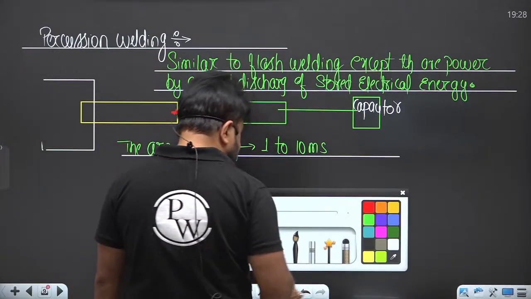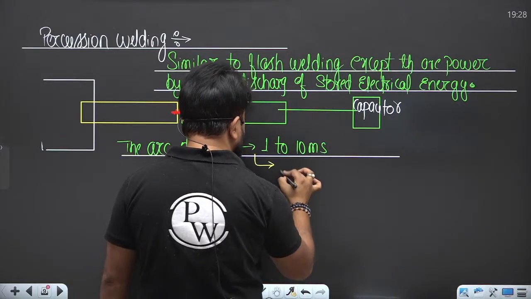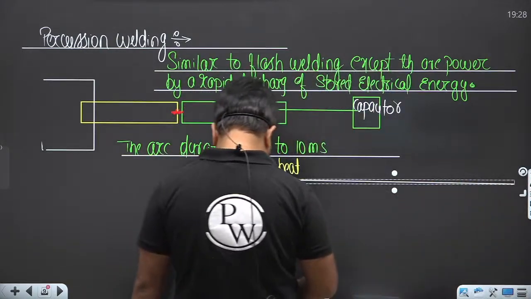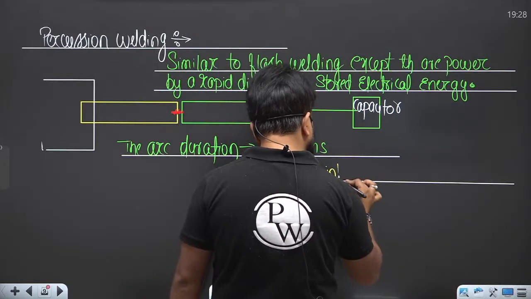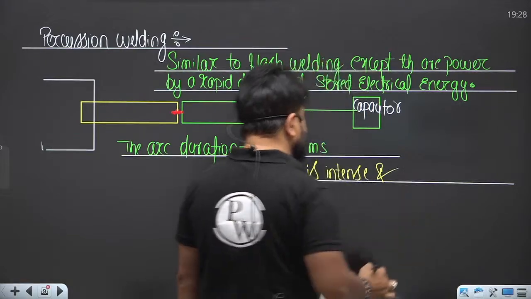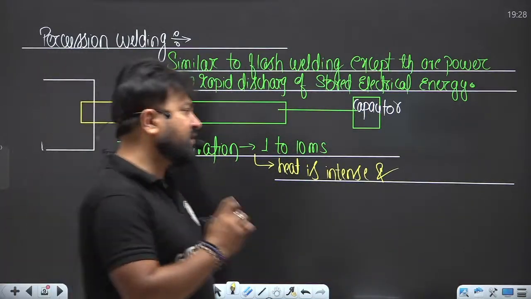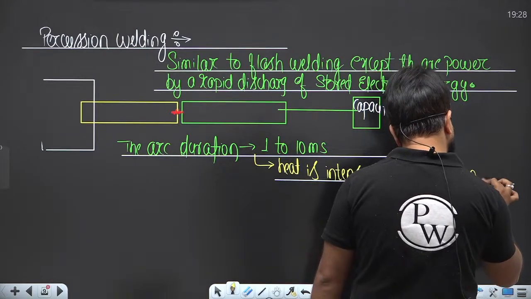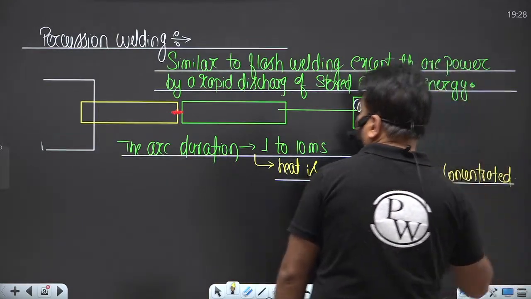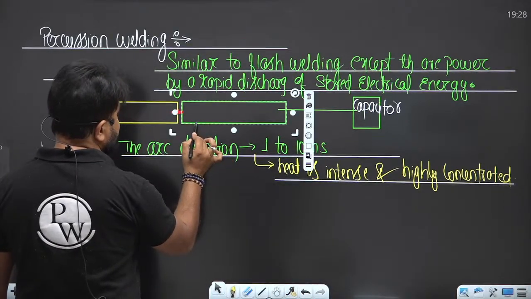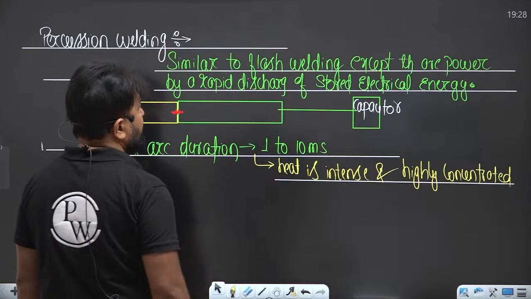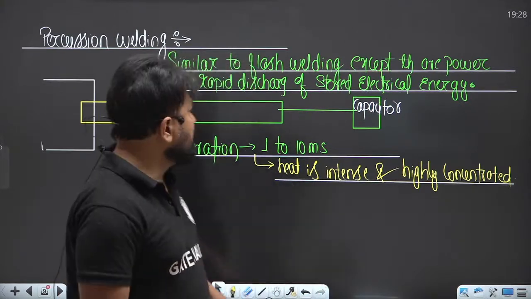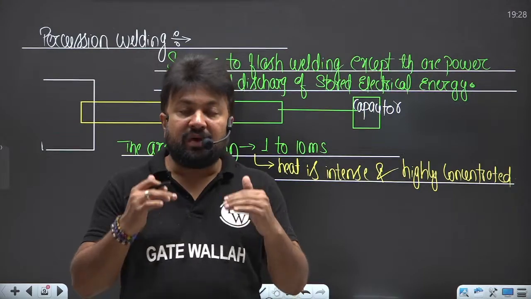Okay, so because of that, what is going to happen? Heat is intense and highly concentrated, right? So when the heat is produced, then you apply the pressure. Here we are not going to heat the workpiece, compared to flash welding. So the zone is not going to be heated up to a large level.